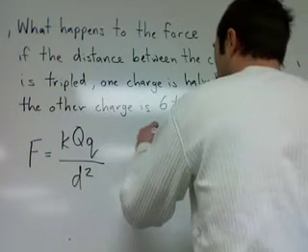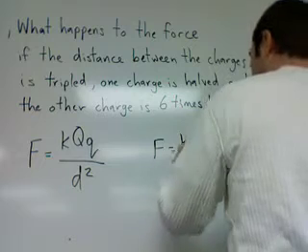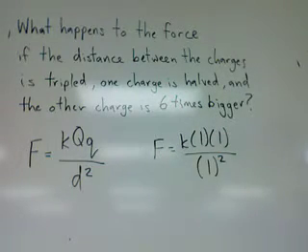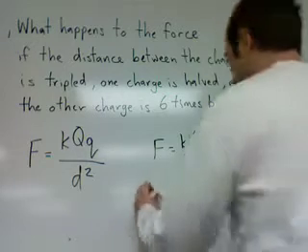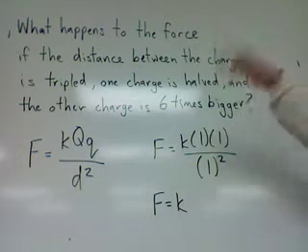So let's say that we started with everything was 1. So we had 1 coulomb, 1 coulomb, 1 meter. So it was all 1. So we started with our force was just k. Okay, that was what before we did anything.